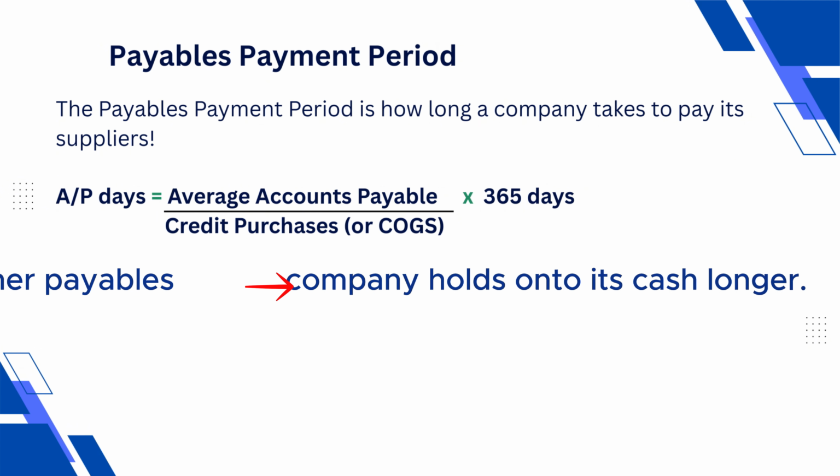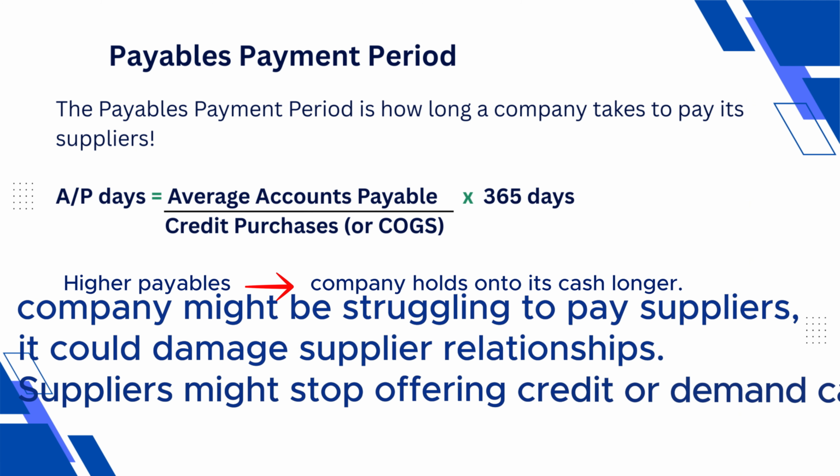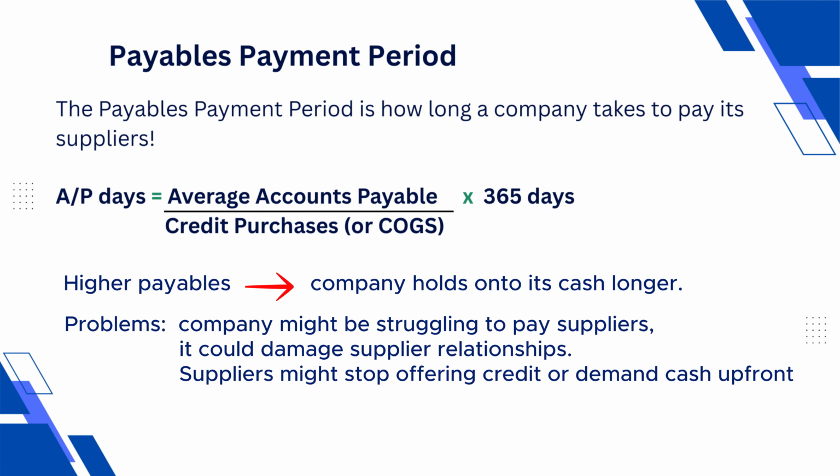A higher payables period can actually be a good thing. It means the company is holding on to its cash longer. That improves cash flow and gives the business more flexibility. But there's a limit. If the number is too high, it could signal problems. The company might be struggling to pay suppliers, or it could damage supplier relationships. Suppliers might stop offering credit or demand cash up front.